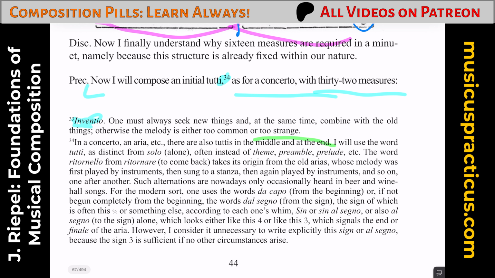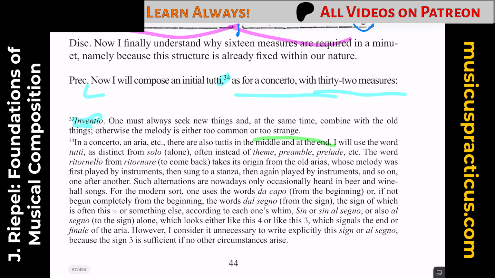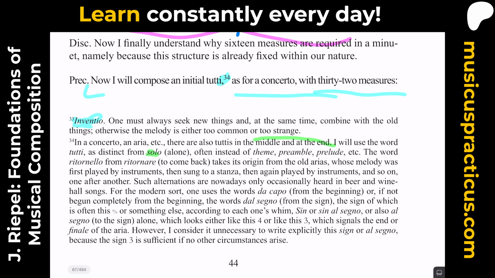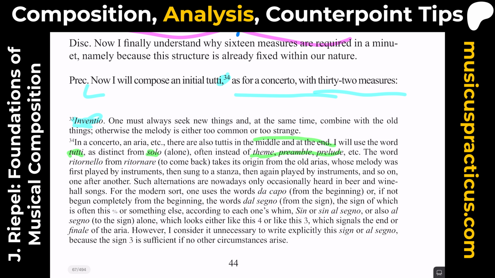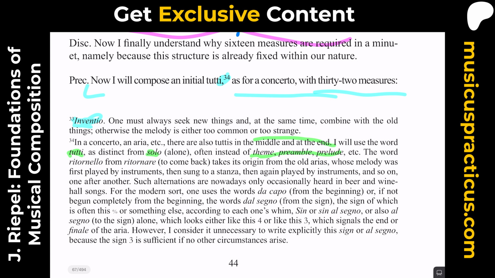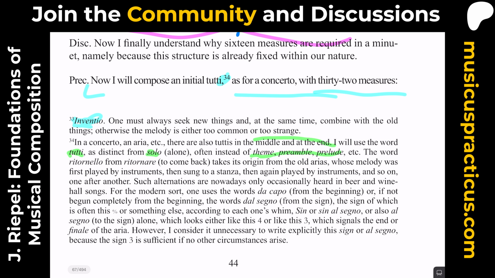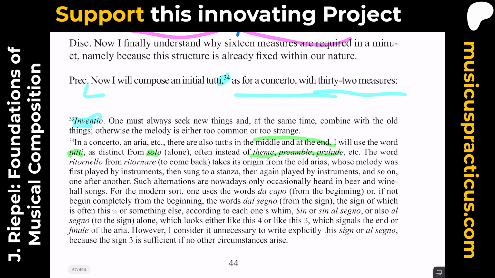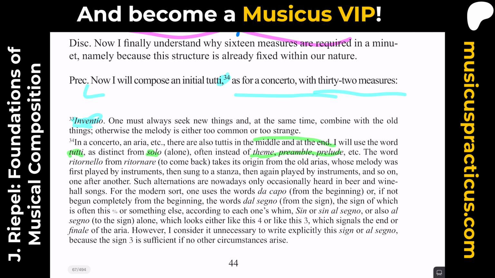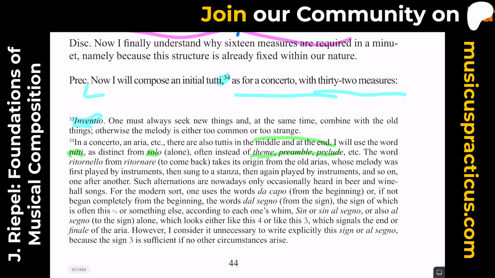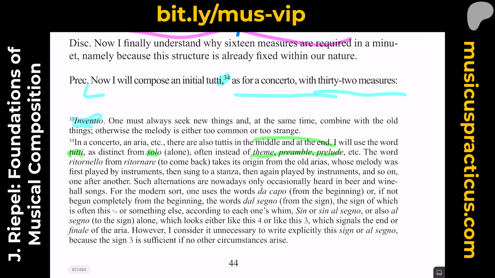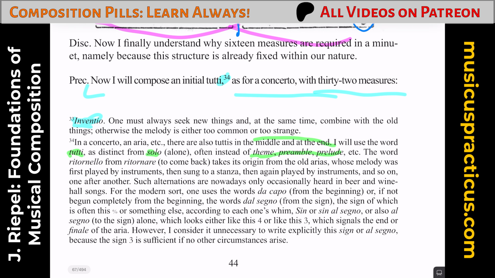I will use the word tutti as distinct from solo alone, often instead of theme, preamble, prelude, etc. The word ritornello, from ritornare, to come back, takes its origin from the old arias, whose melody was often played by instruments, then sung to a stanza, then again played by instruments, and so on, one after another. Such alternations are nowadays only occasionally heard in beer and wine hall songs.